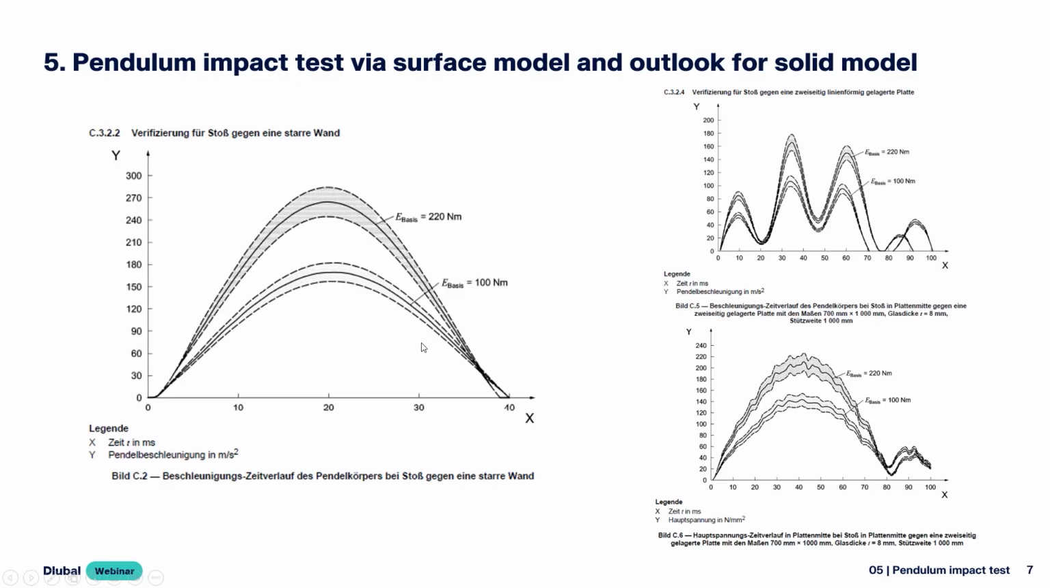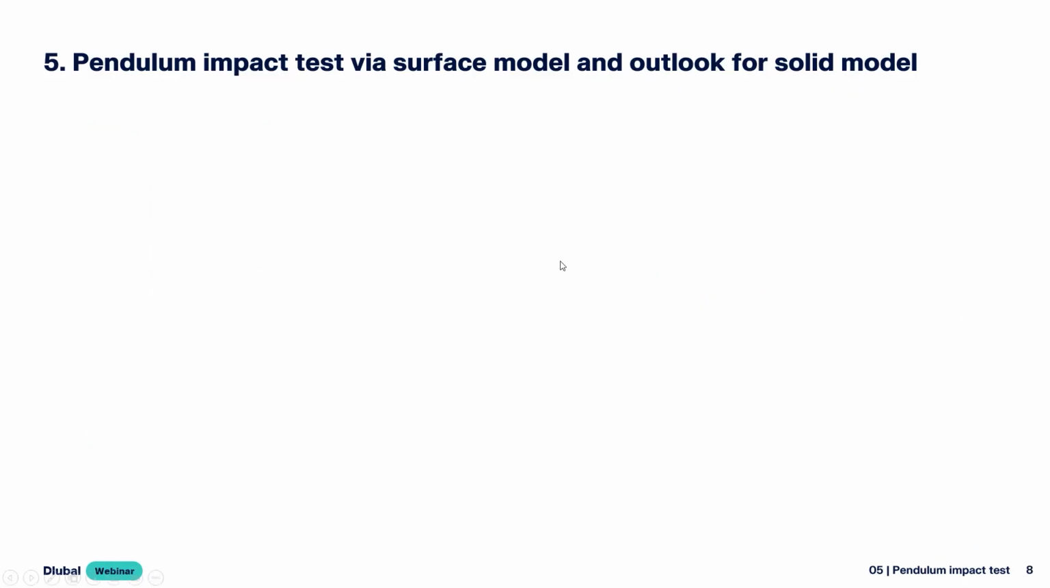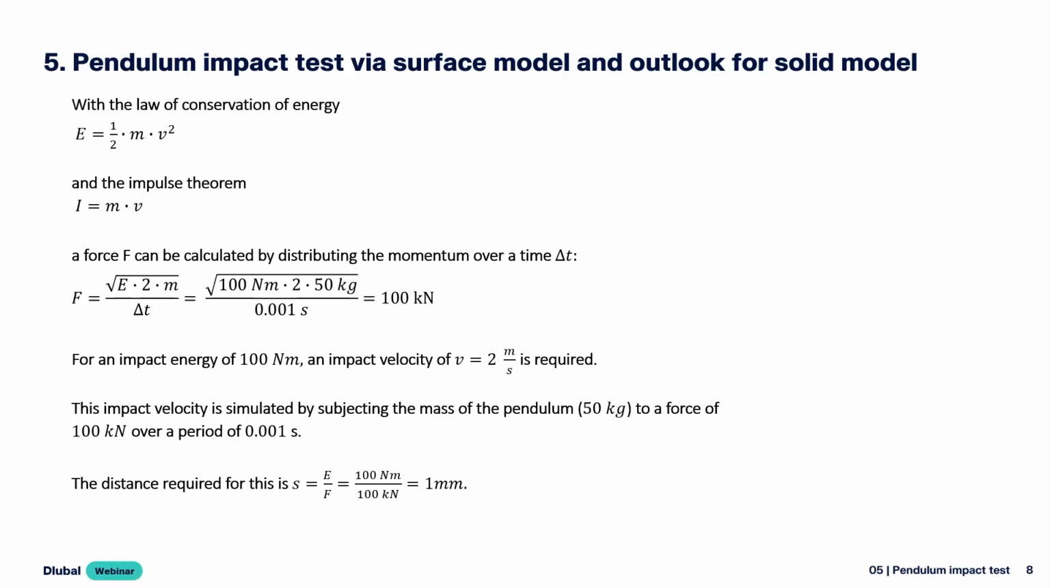So for the energy, we will see this in the results in the end. However, what we can see here is we will go with an impact energy of 100 Newton meters. So what we want is at the impact, to transfer 100 Newton meters of energy. So how can we achieve that? Well, we know we have this impact system which has 50 kilograms. That's the mass of the impact.